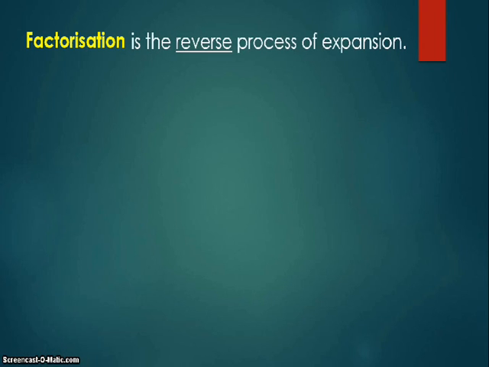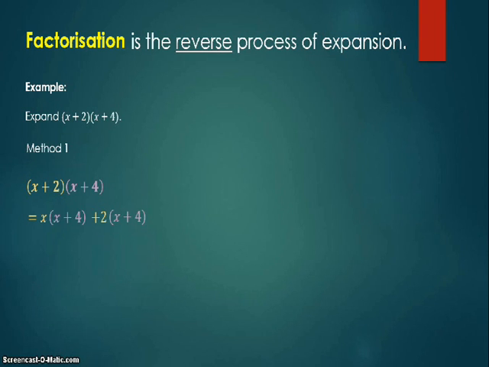So let's start on factorization. It is actually the reverse process of expansion. So let's take an example when I ask you to expand x plus 2 multiplied by x plus 4. I have two methods. In the first method, I will actually split one of the brackets into its individual term, and I will pair it with the remaining brackets.